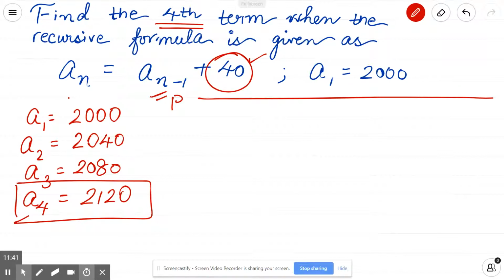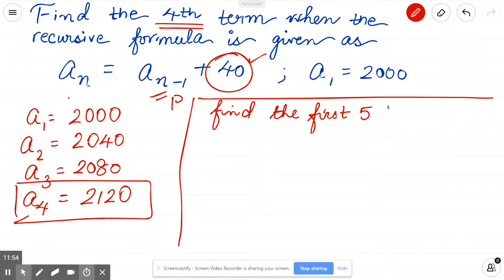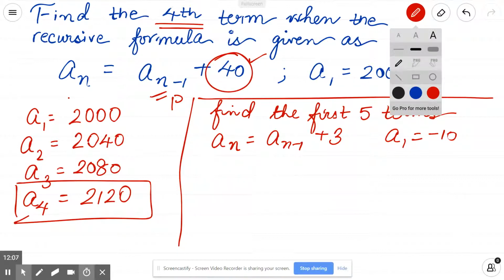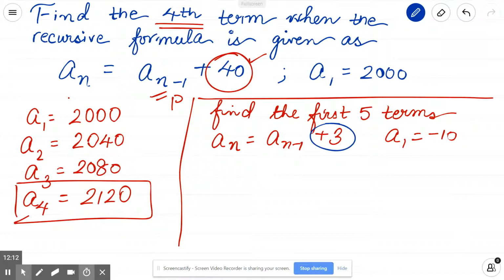Because there's space available, maybe I'll do one more. I know you're not happy about it. But here they are saying find the first 5 terms. And the recursive formula is given, where the first term is -10. So let's try solving this one. Now always, take a look at this. That tells us that they're always adding 3 to get the next term. And they're asking us all the 5 terms. So let us use the first term.